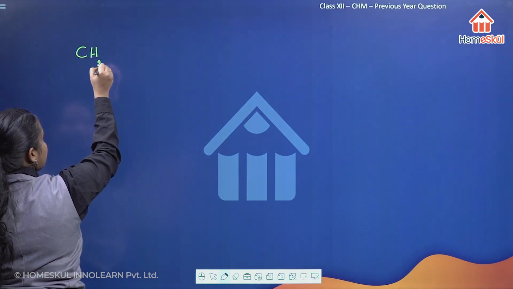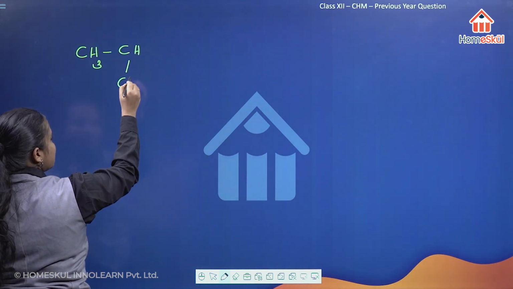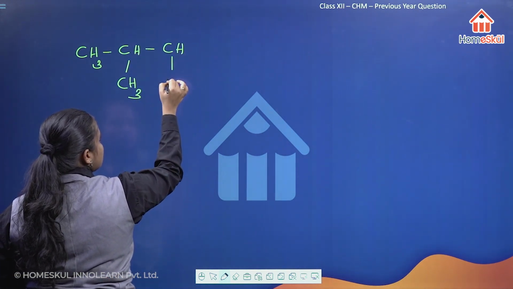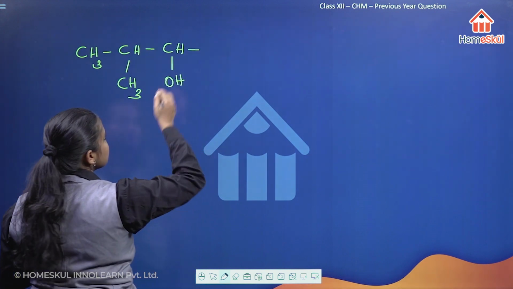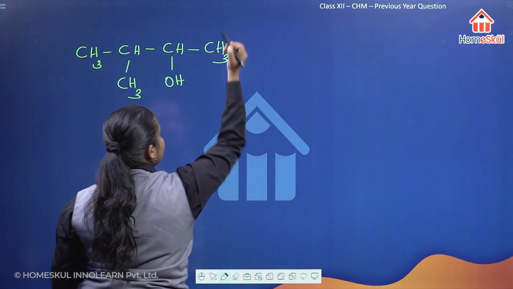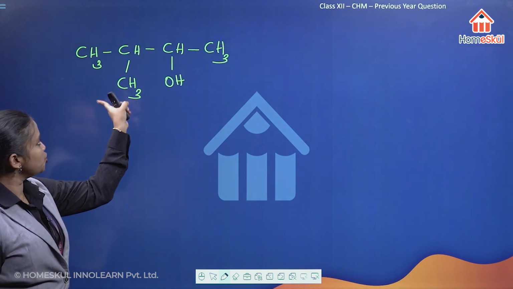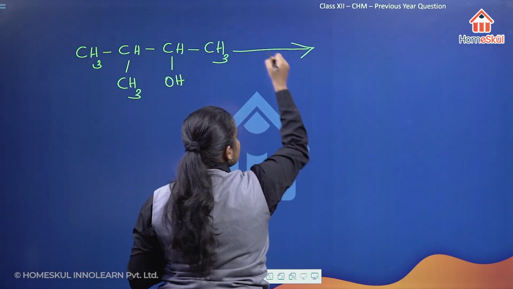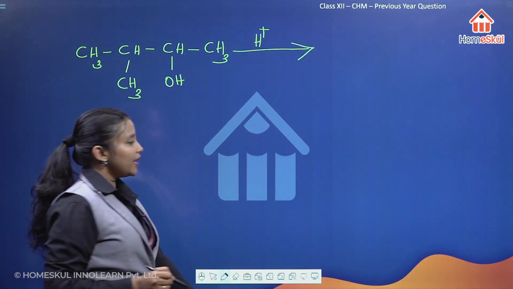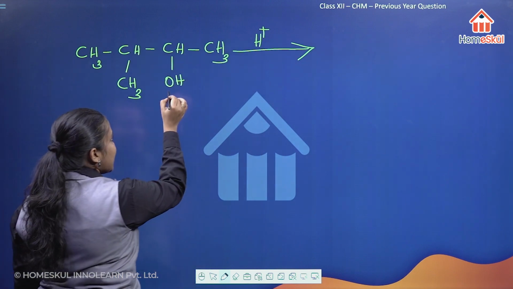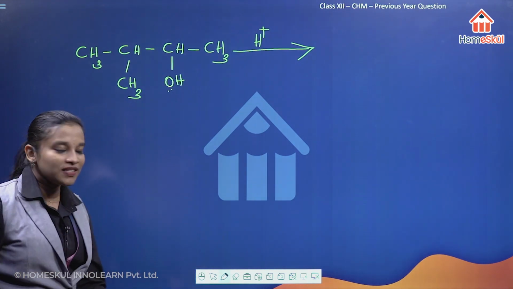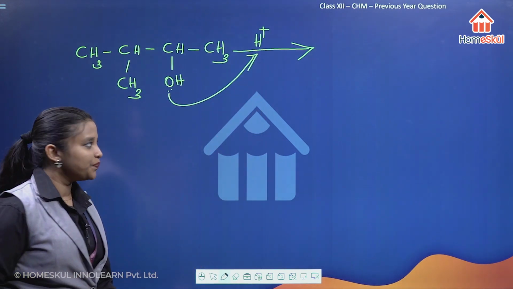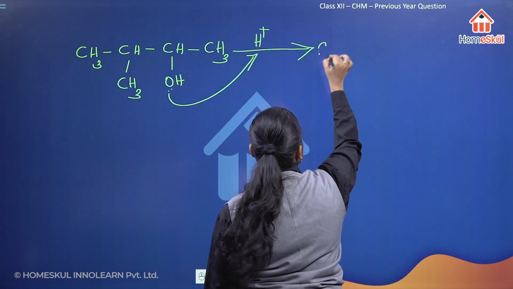This is the starting material, CH3CH(OH)CH(CH3)CH3. Okay, we have 3-methyl butan-2-ol. Okay, first step is when it reacts with the HBr, that is H plus protonation. Here we can see that there is lone pair of electrons on oxygen. It will abstract this H plus proton.